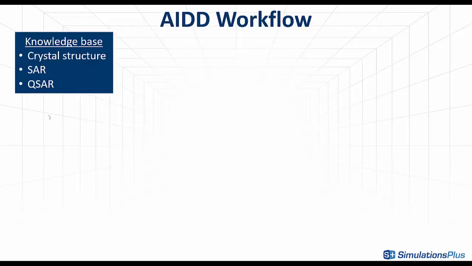This slide is an overview of the AIDD workflow. You have to start with some kind of knowledge base, and this could include a crystal structure, either an apo crystal structure or inhibitors or ligands bound into the active site of the crystal structure. Any SAR information you can glean, and a QSAR model could be used as input. And this is going to develop as you progress in the process.